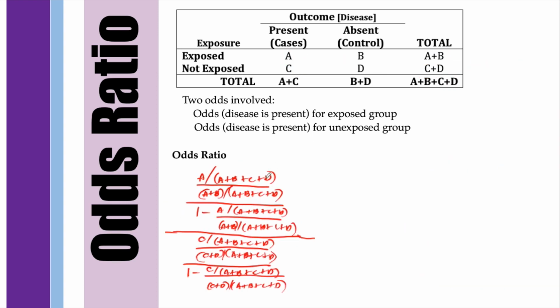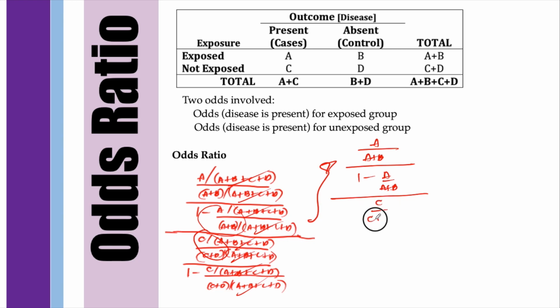Now, since every part here has a denominator of A plus B plus C plus D, for convenience, we may just cancel them out. So what's left will be A over A plus B all over this 1 minus A over A plus B, all over this 1, C over C plus D all over this 1 minus C over C plus D.